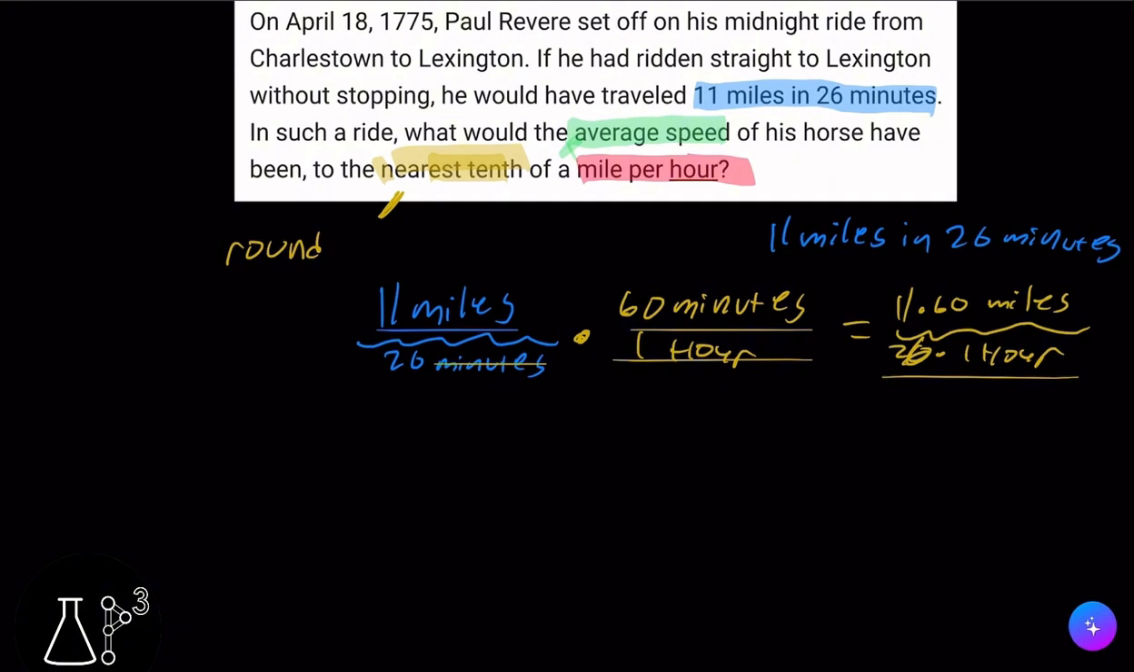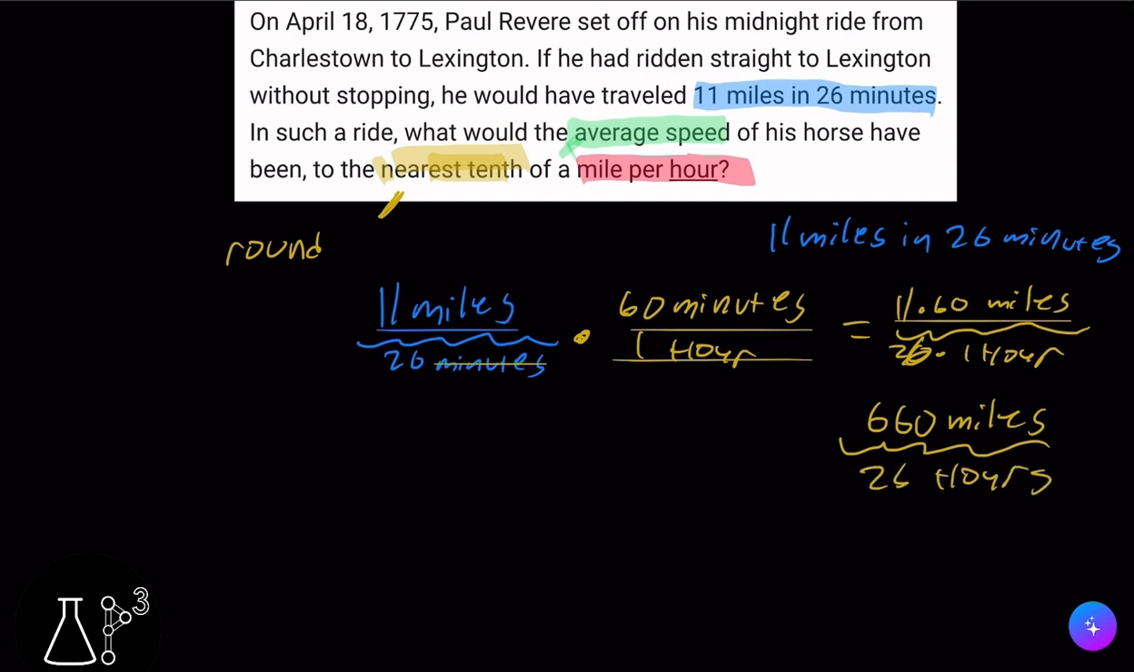Now let's get our handy calculator, and if we do 11 times 60, we should get 660. So we get 660 miles, divided by 26 times 1 hour. That just gives you 26 hours. And this is our average. I'm drawing in green. This equals our average.